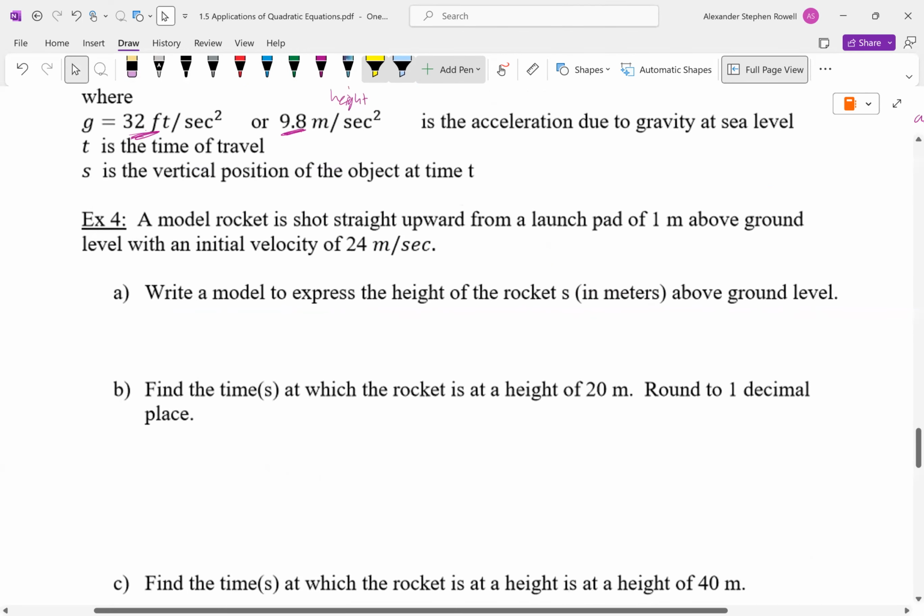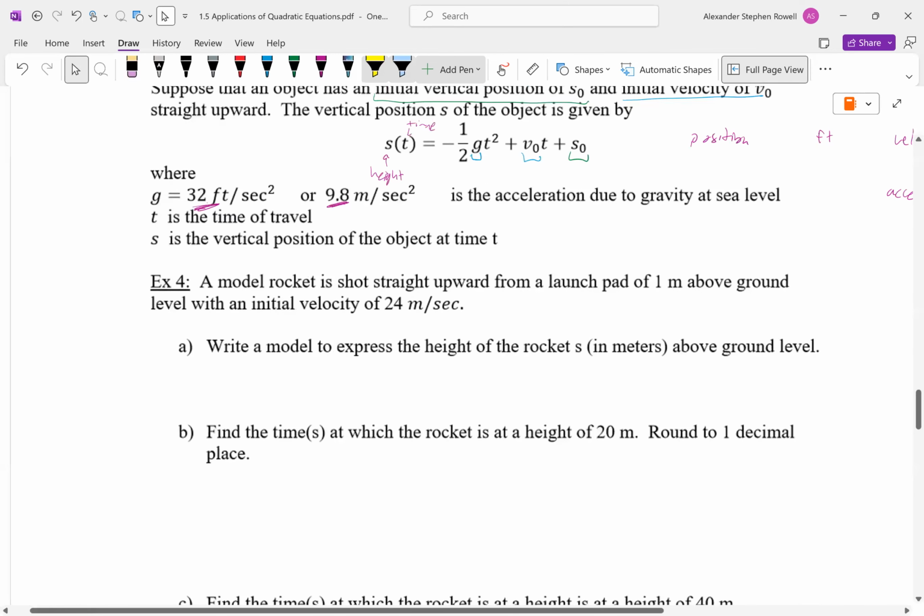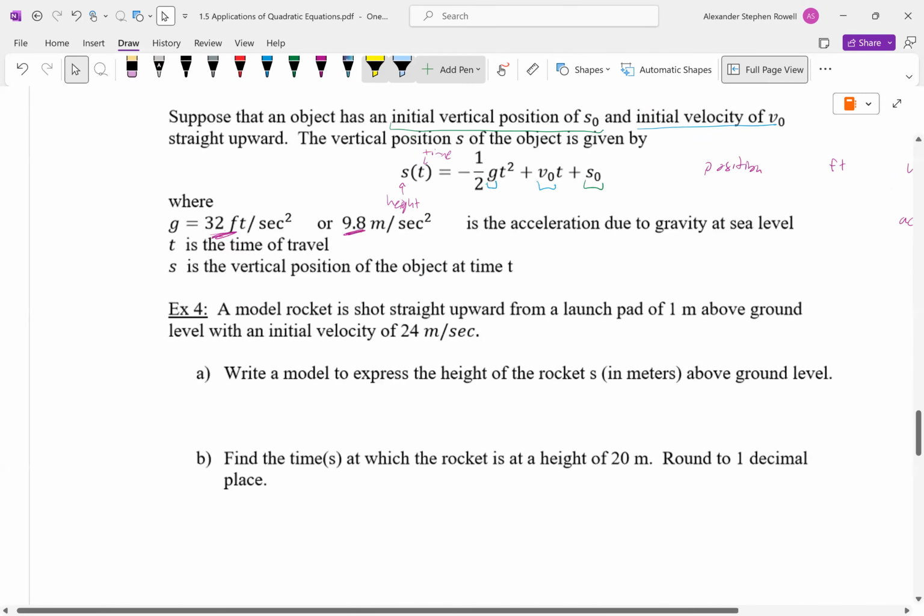Let's try a problem. A model rocket is shot straight upward from a launch pad of 1 meter above the ground level with initial velocity of 24 meters per second. Write a model to express the height of the rocket S in meters above the ground level. So we just need to plug in the right things into this formula.